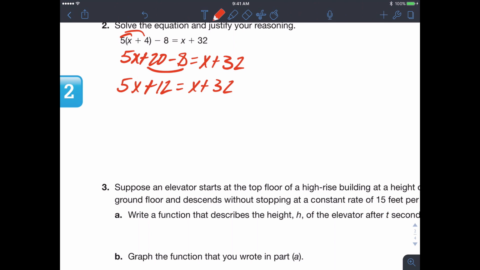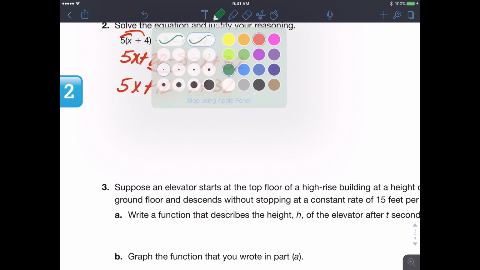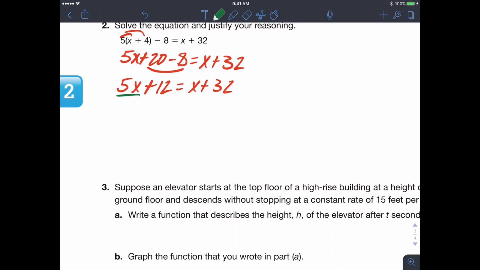And what you want to do is get all of the variables on one side of the equation, all of the numbers on another side of the equation. So currently, we're even, right? We currently have a variable and a number, a variable and a number. So it really doesn't matter which one you move around first. You can put the 5x on the right side. You can put the x on the left side. Doesn't matter.